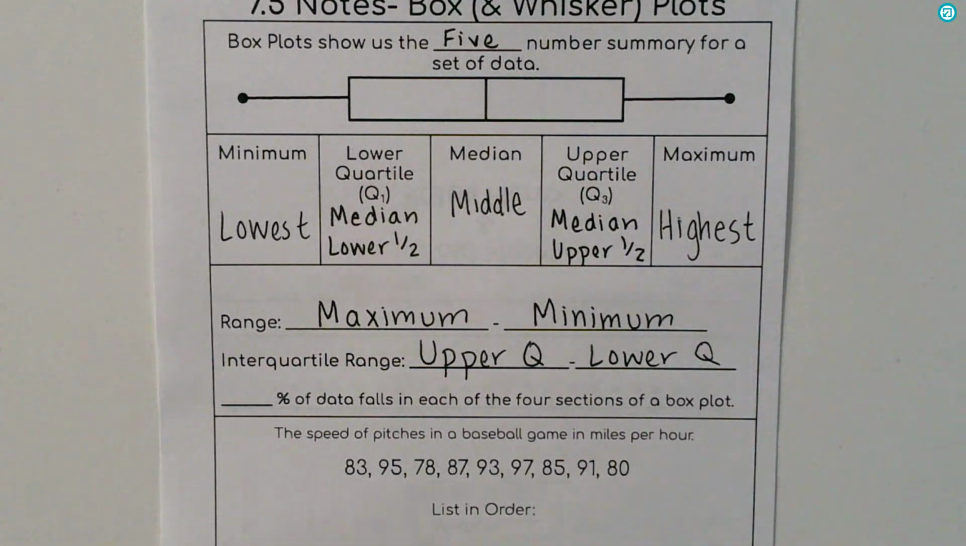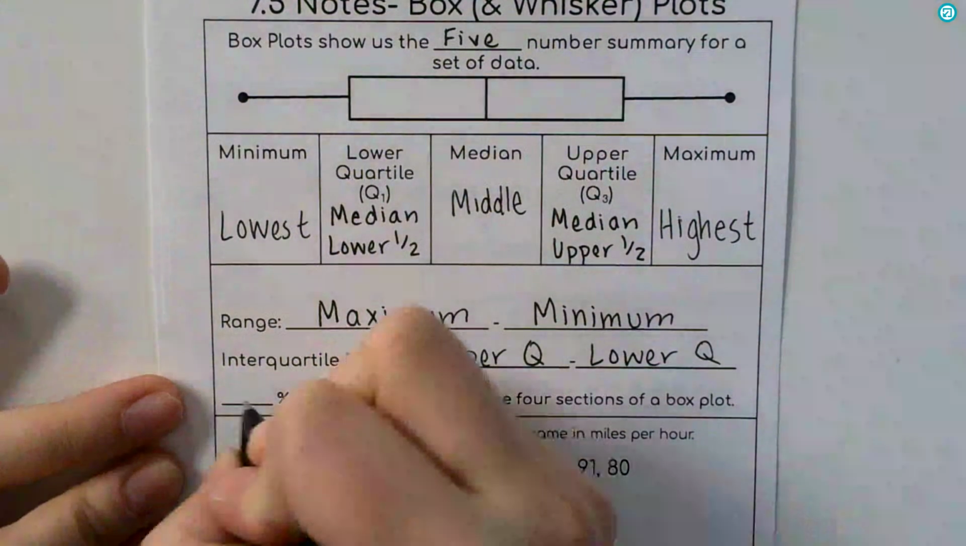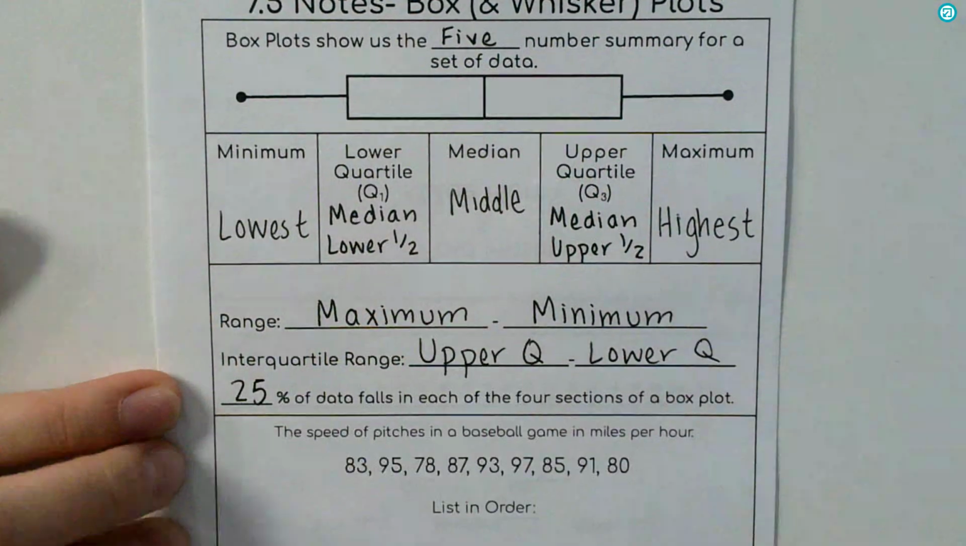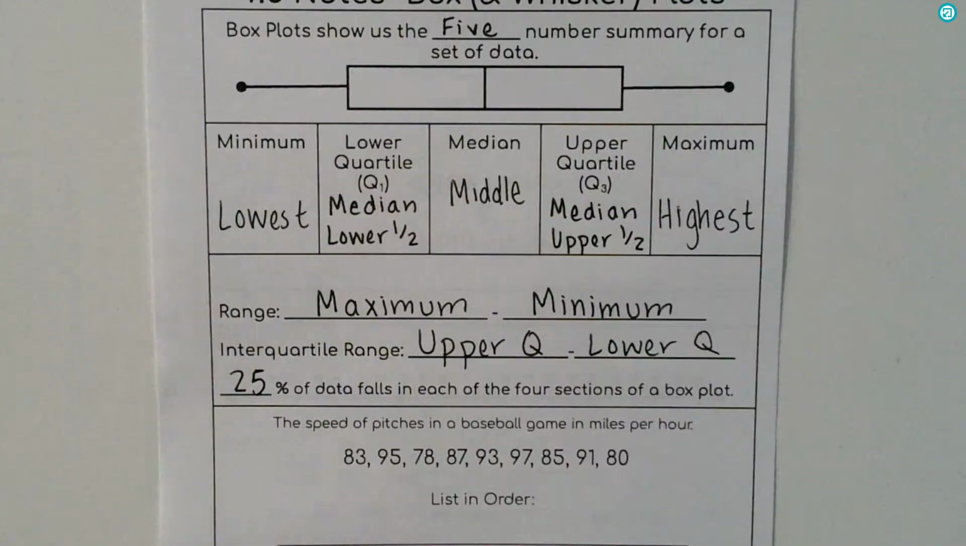Okay. This last blank before we get started with our actual examples. Think about your data. From minimum to maximum, that is 100% of your data. We chop it in half. What percent of your data is in each half? 50. Okay. We chop each of those halves in half. So we've got half of a half, which is a quarter. What percent of your data is in each quarter? 25%. So 25% of your data falls in each of the 4 chunks of a box plot.